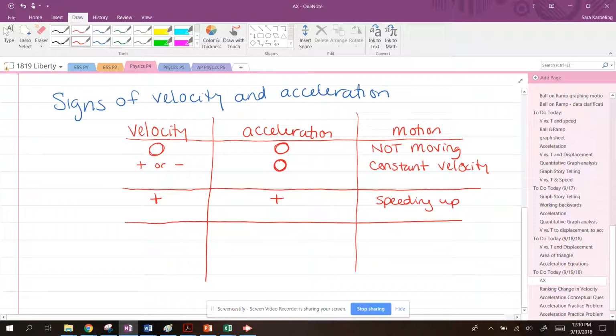How about this one? What if I have a positive velocity and a negative acceleration? So you can think about the positive acceleration like putting your foot on the gas, right? Okay. Negative is like putting your foot on the brake. You're going in a positive direction, but the acceleration is negative going that way. What's going to happen to your motion? You're going to slow down. That's right.